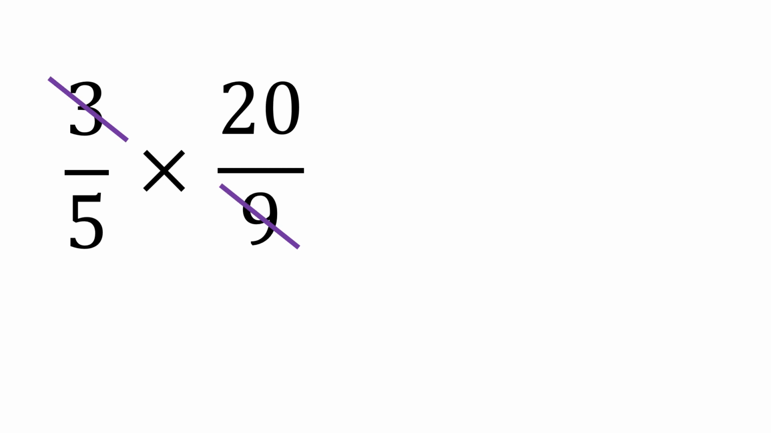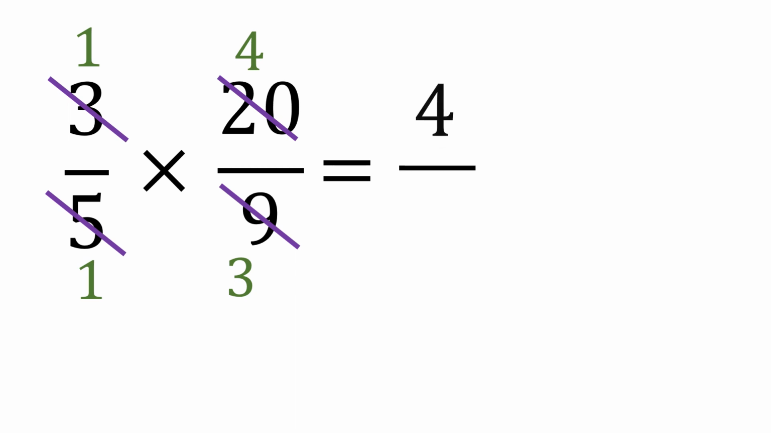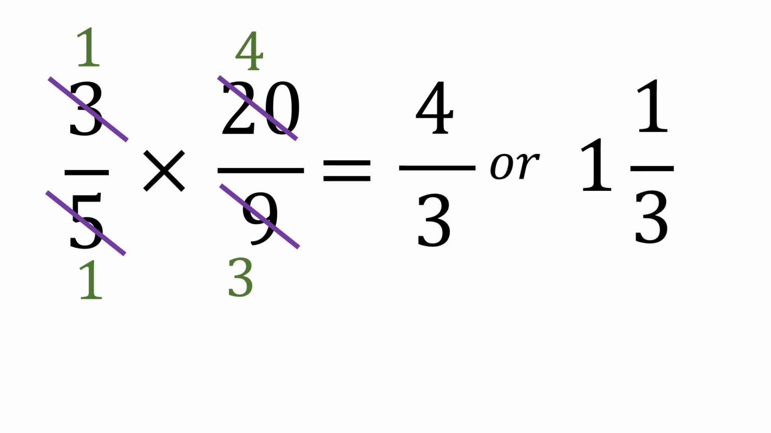3 and 9 are both divisible by 3. So 3 divided by 3 is 1. 9 divided by 3 is 3. Also, 20 and 5 are both divisible by 5. So 20 divided by 5 is 4, and 5 divided by 5 is 1. And then this is equal to 1 times 4 is 4, and 1 times 3 is 3, or 1 and 1/3.